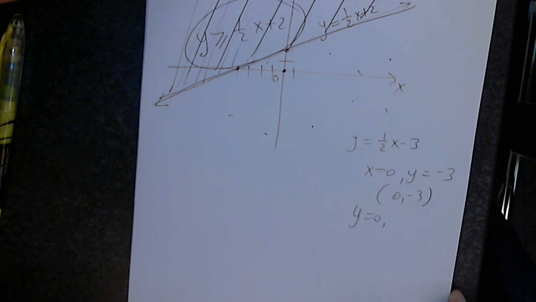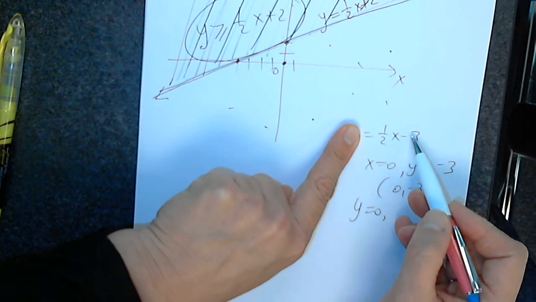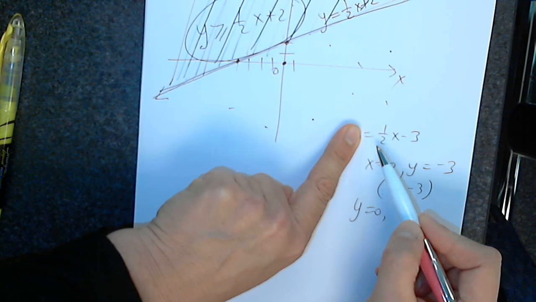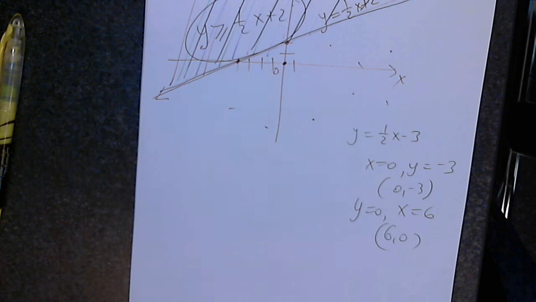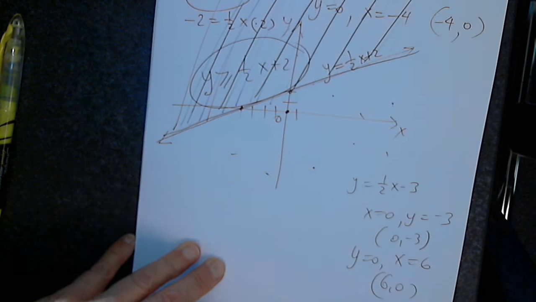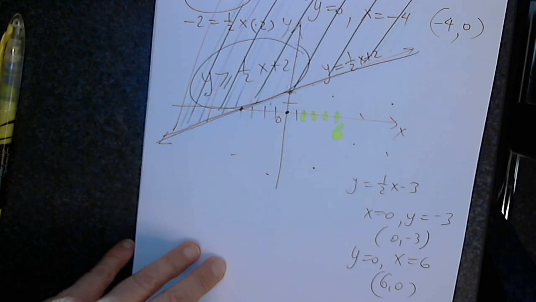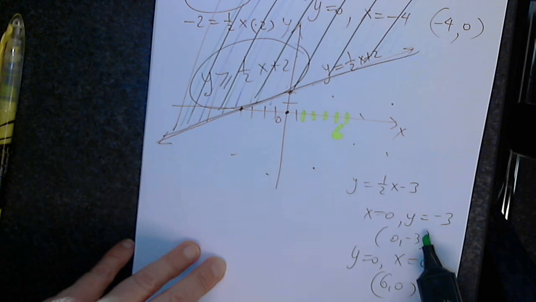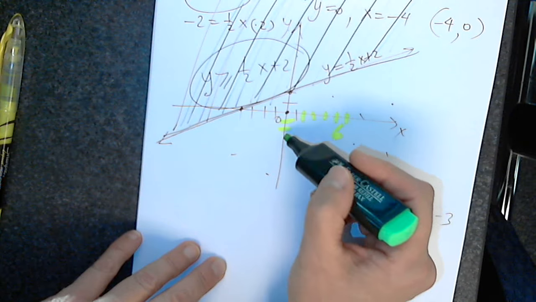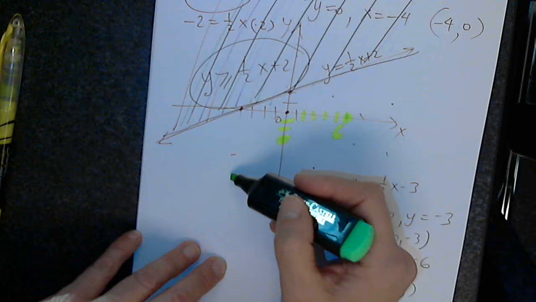Ready? So how much is x when y is 0? Yes, because I moved -3, I get 3 on this side multiplied by 2. So x is 6. Perfect. So now I have 6, 0. And 1, 2, 3, 4, 5, 6. And 0, -3. Okay? 2, 4, 6. Okay.